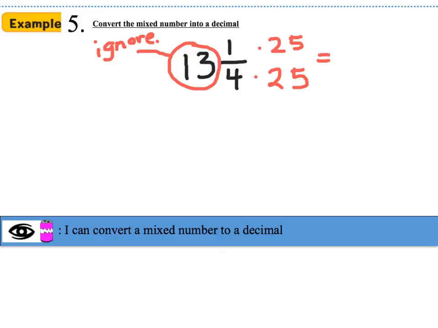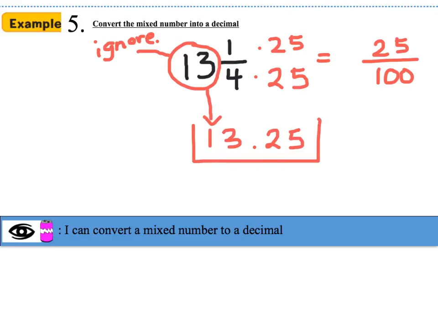So my new fraction becomes 25 over 100. Now that I made the bottom into 100, let's just place a decimal spot in front of the numerator, which is 0.25. And let's drop down our whole number. So my decimal would be 13.25. So we know that 13.25 is equal to 13 and 1/4.